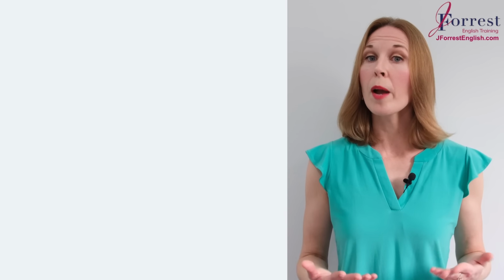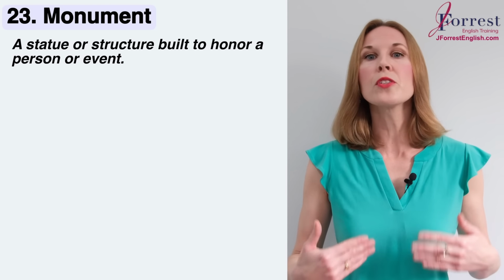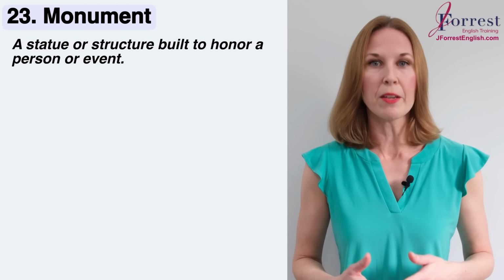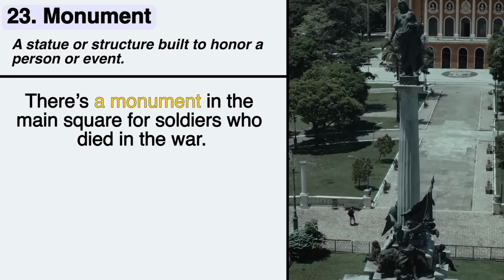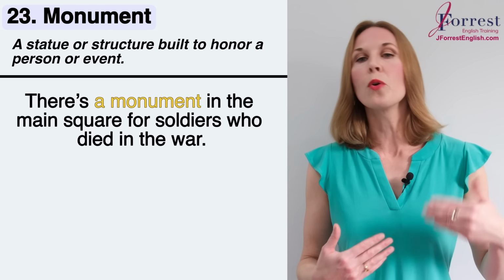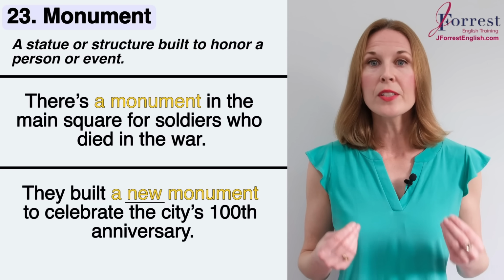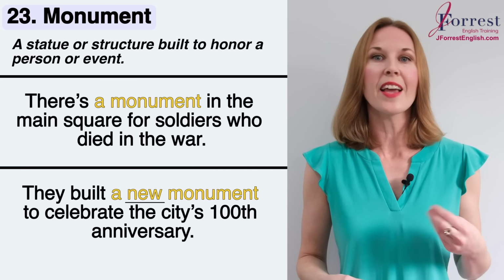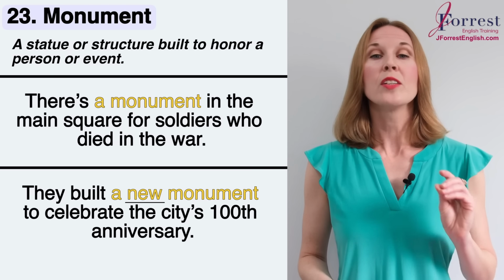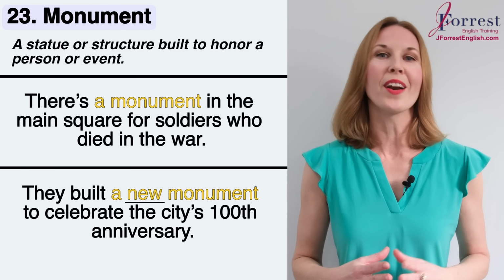Touristy. When describing your hometown, you'll probably talk about monuments. So this is a statue or structure built to honor a person or event. You can say there's a monument in the main square for soldiers who died in the war. So it's to represent them, to honor them. Or you can say they built a new monument to celebrate the city's 100th anniversary. So again, use adjectives and adverbs to sound more advanced.